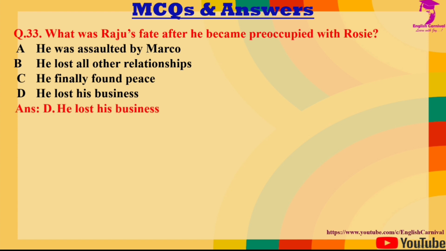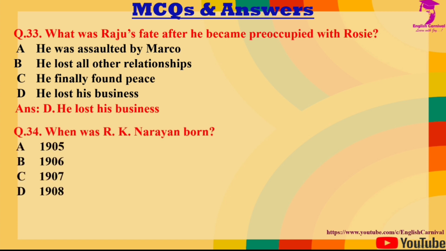Question number 34 we have, when was Narayan born? Options are A. 1905, B. 1906, C. 1907, and D. 1908. The correct answer is B, and he was born in 1906.